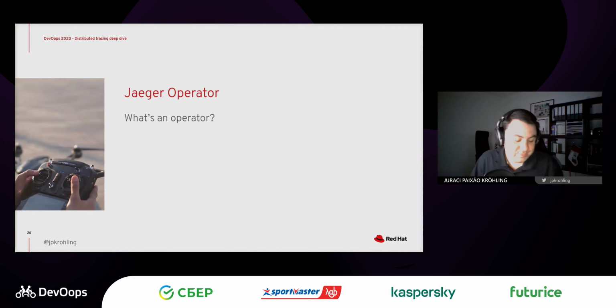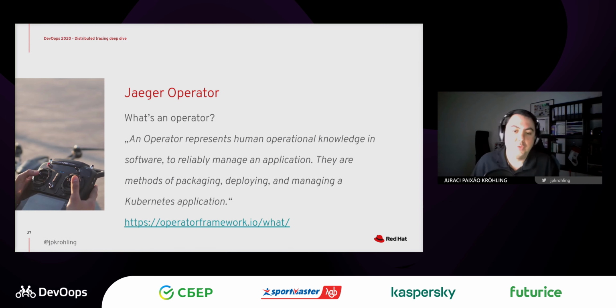All right, so let's continue with more serious topics, and now it's time to see how we can deploy Jaeger on Kubernetes using an operator. And I think the first question that we have to answer is, what exactly is an operator? So if you go to operatorframework.io/what, you see a definition similar to this one here.